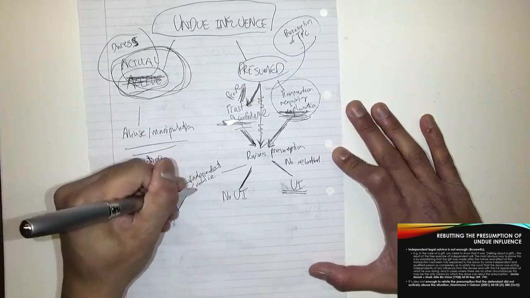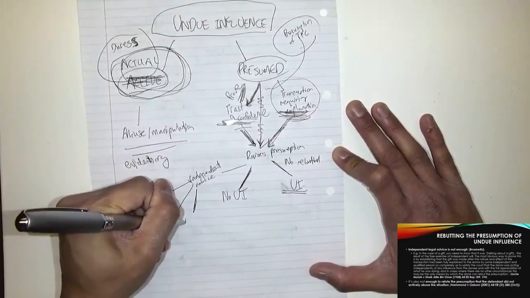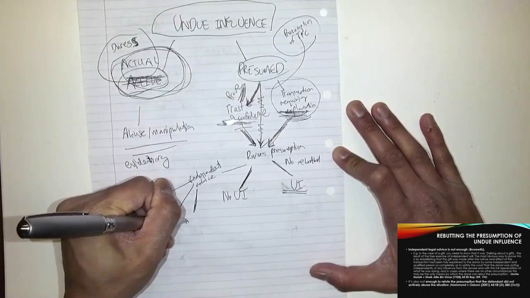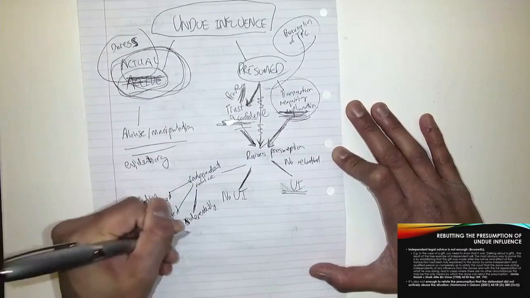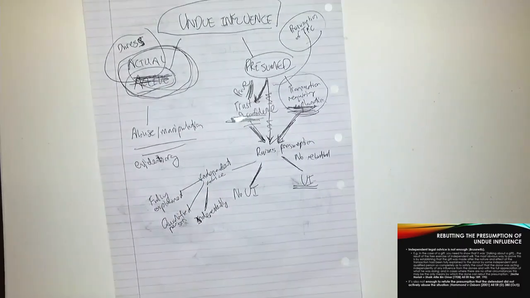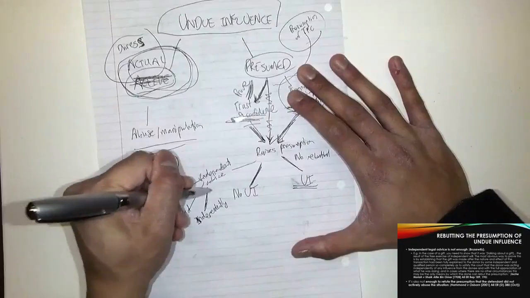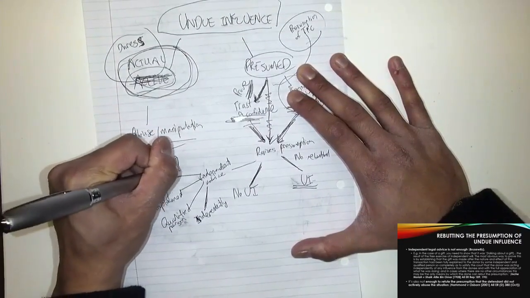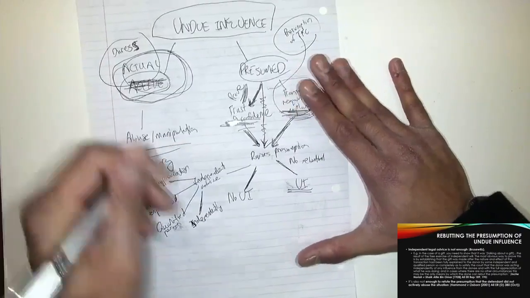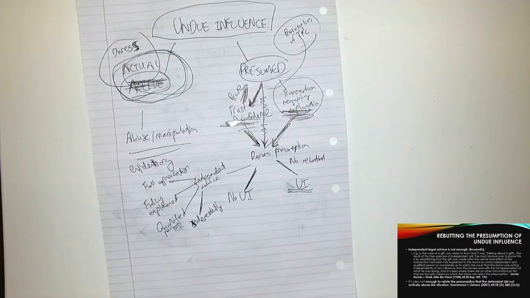And that it was explained that they were acting independently. So they were not under the influence of the donee, the person who's going to receive the donation, and with the full appreciation of what they were doing. So they fully understood the implications of their actions.